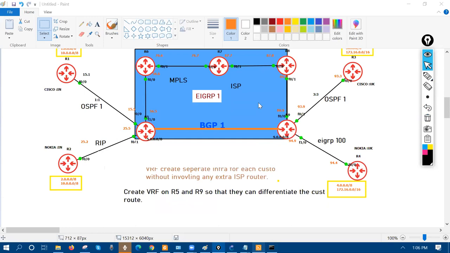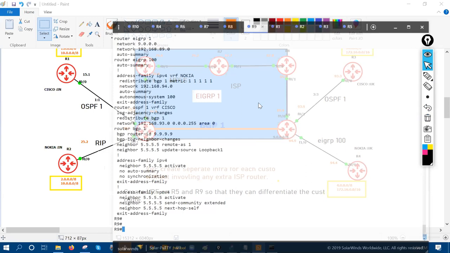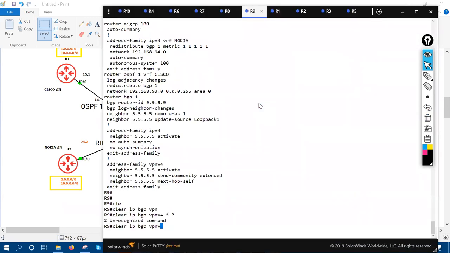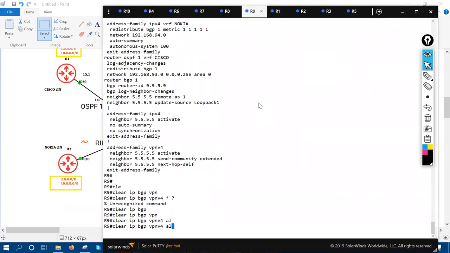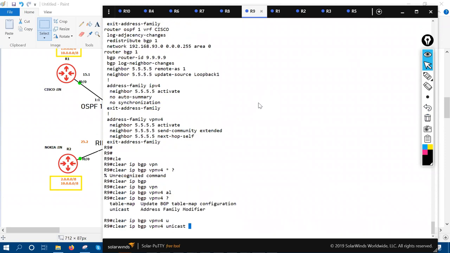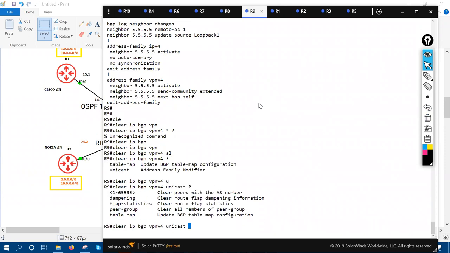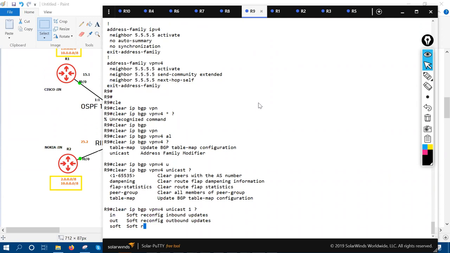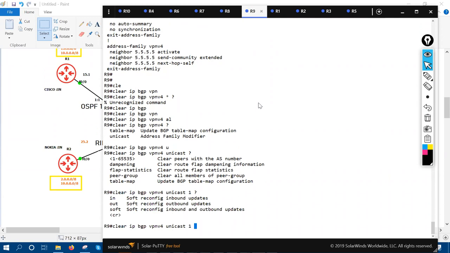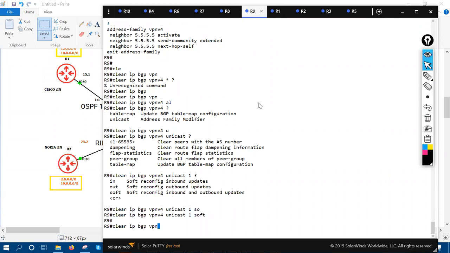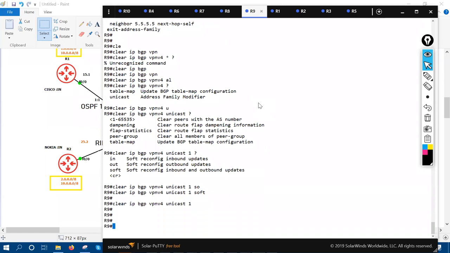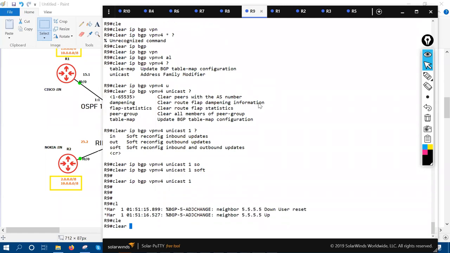First, let's do one thing. Let's clear IP BGP VPNv4. Yep. Same thing on R5.